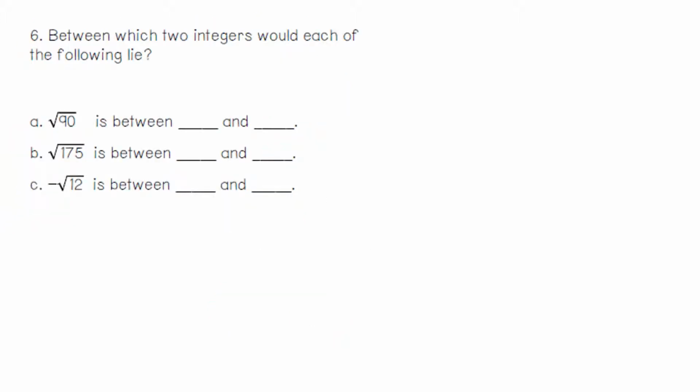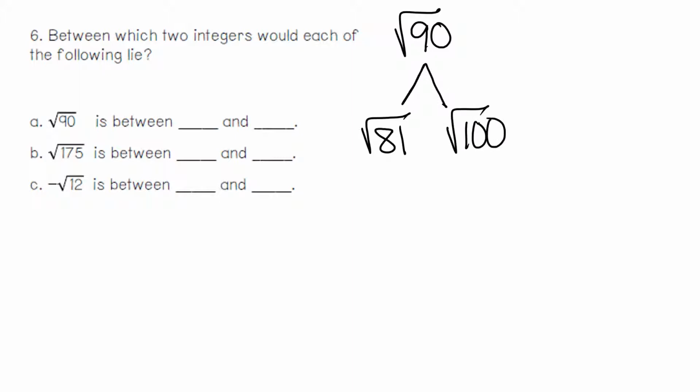Between which two integers would each of the following lie? So looking at our non-perfect squares, we're going to start with 90. And looking at our 15 perfect square list, we want the two that are in between. 90 is in between 81 and 100. The square root of 81 is 9. The square root of 100 is 10. So 90 is between 9 and 10.